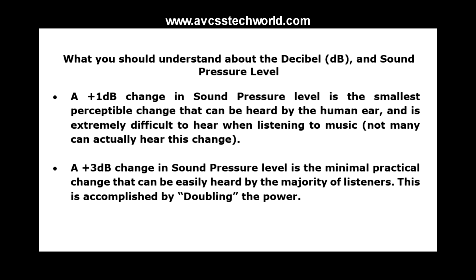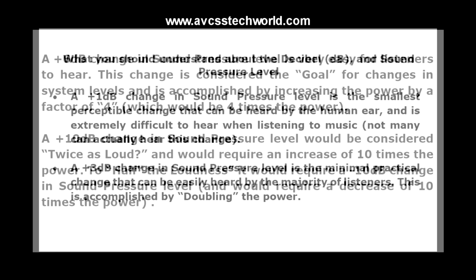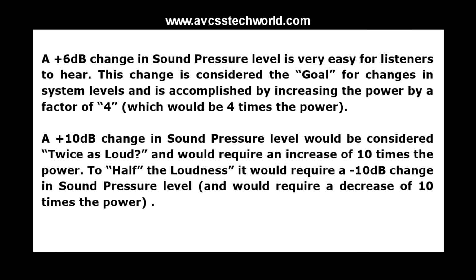A +3 dB change in sound pressure level is the minimal practical change that can be easily heard by the majority of listeners. This is accomplished by doubling the power. A +6 dB change in sound pressure level is very easy for listeners to hear. This change is considered the goal for any changes in system levels and is accomplished by increasing the power by a factor of 4, which would be 4 times the power.